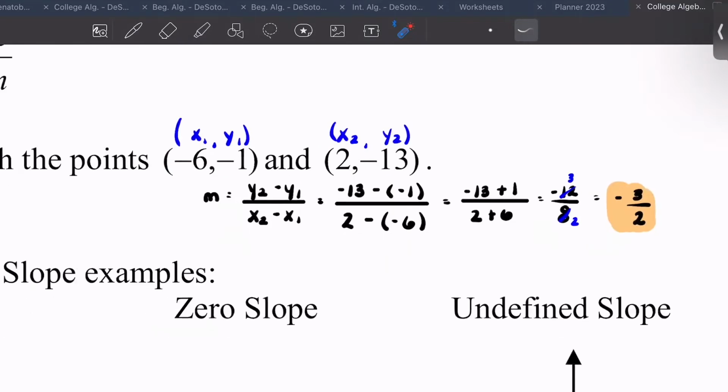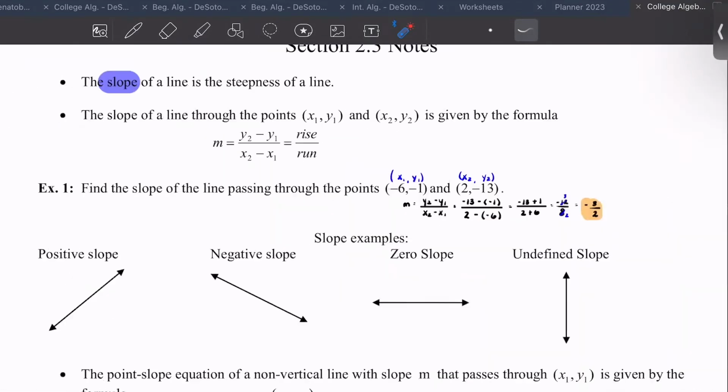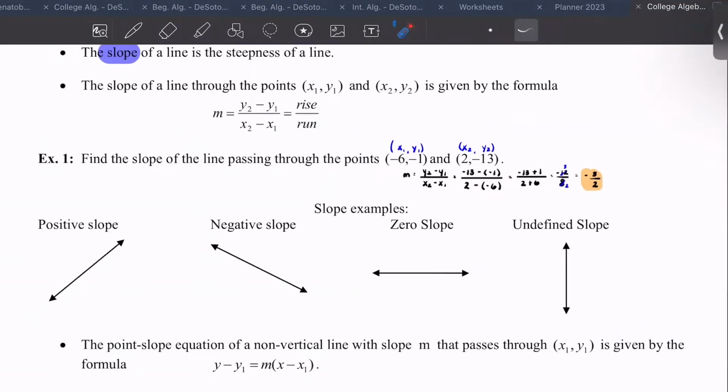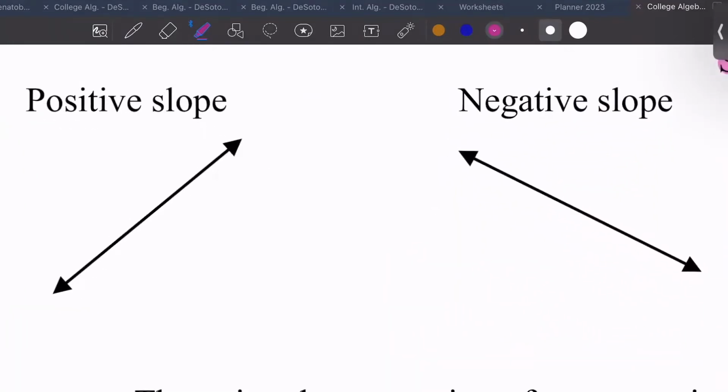Now, here's some slope examples. I'm going to highlight this. My notes are a little scrunched up. Slope examples: we have positive and negative slope, zero slope, and undefined slope. So let's look at positive and negative first. Your positive is always going to look like this, and you have rise over run.